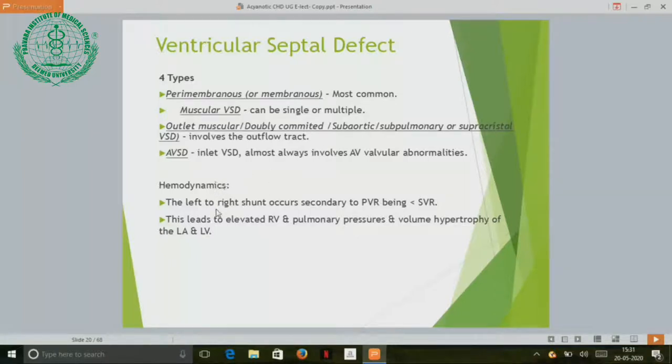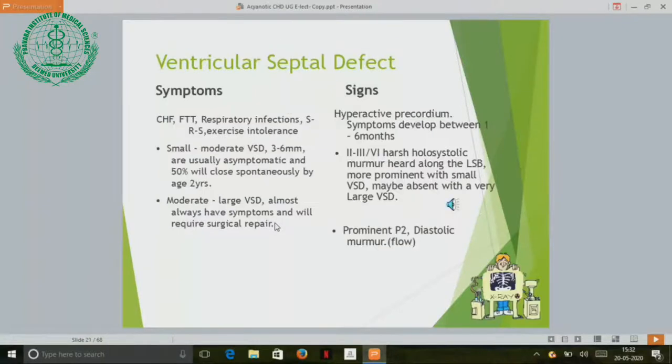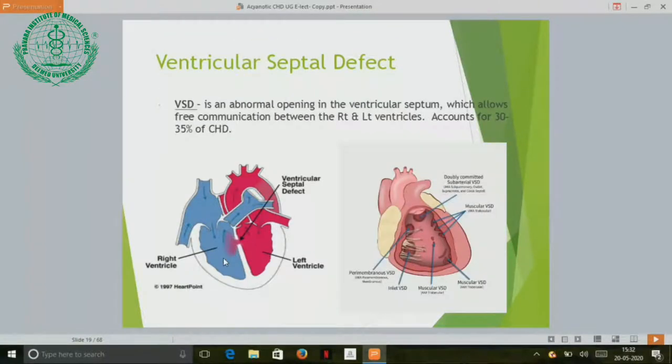If you see the hemodynamics, the VSD shunts initially left to right, because systemic vascular resistance is very, very high compared to pulmonary vascular resistance. So they flow left to right. All this blood comes into the right ventricle and goes into the pulmonary vasculature. And this extra volume comes back into the left atrium and left ventricle. So left atrial and left ventricular dilatation will be seen, and left sided chamber volume overload will be seen.